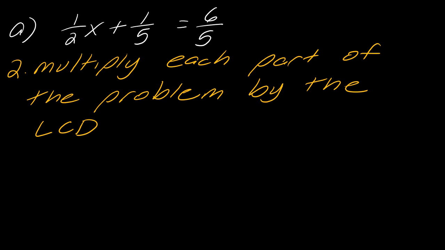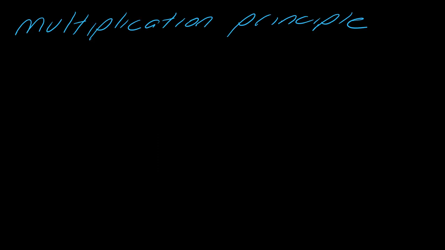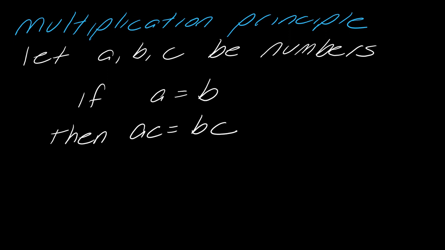Before I show you this, I actually want to explain a little bit as to why. A lot of times people just take math as, oh, it's just a step that I do and I don't know why. But it actually makes sense if you think about it for a second. In another video, I've talked about what's known as the multiplication principle. In this, I have three numbers; we're just going to call them A, B, and C. Here's what the multiplication principle says: if A equals B, then AC equals BC. What does this actually mean? This means that as long as you multiply both sides by the same thing, you don't change the problem.